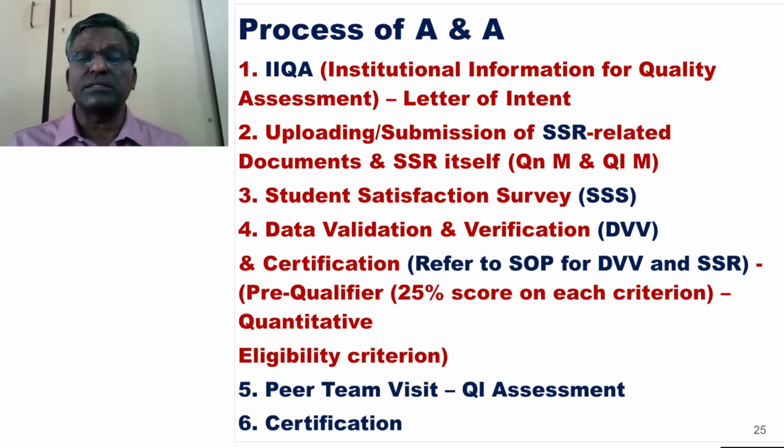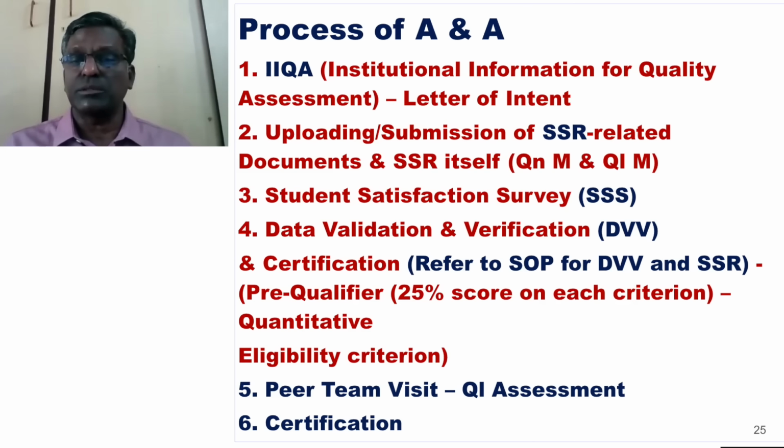Now, as the process is going on, there is something called DVV, data validation and verification. I'm sorry, I have put data verification and validation. It is data validation and verification. Now, earlier, when I talked about metrics, I said there are 2 types of metrics. We have qualitative metrics and quantitative metrics. A qualitative metric describes a phenomenon or describes an event or describes a facility, whereas a quantitative metric quantifies and presents numbers, presents data.